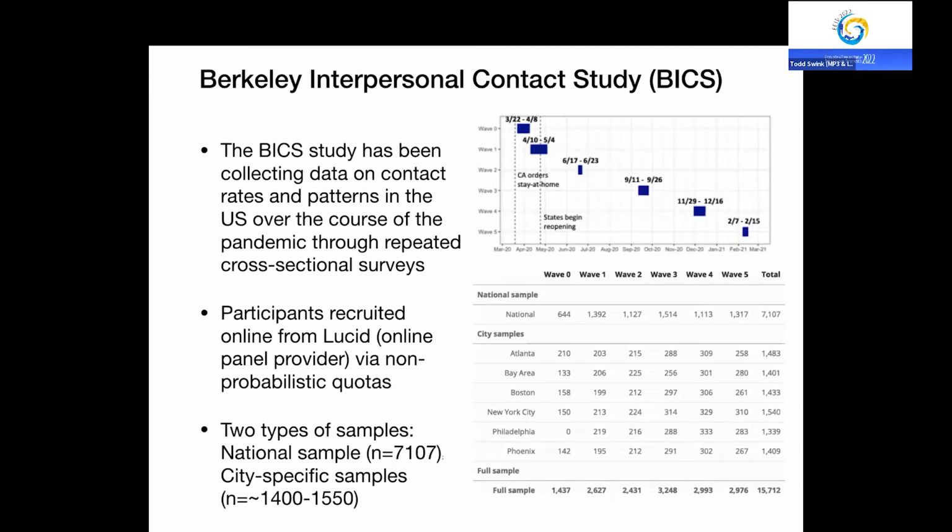U.S. And part of this was motivated by the fact that we have such rich data from Europe looking at contact patterns, but unfortunately we don't have a great deal of data from the U.S. looking at either pre-pandemic or during the pandemic contact patterns, and we know that these are important for the transmission dynamics of SARS-CoV-2, but also other respiratory pathogens.